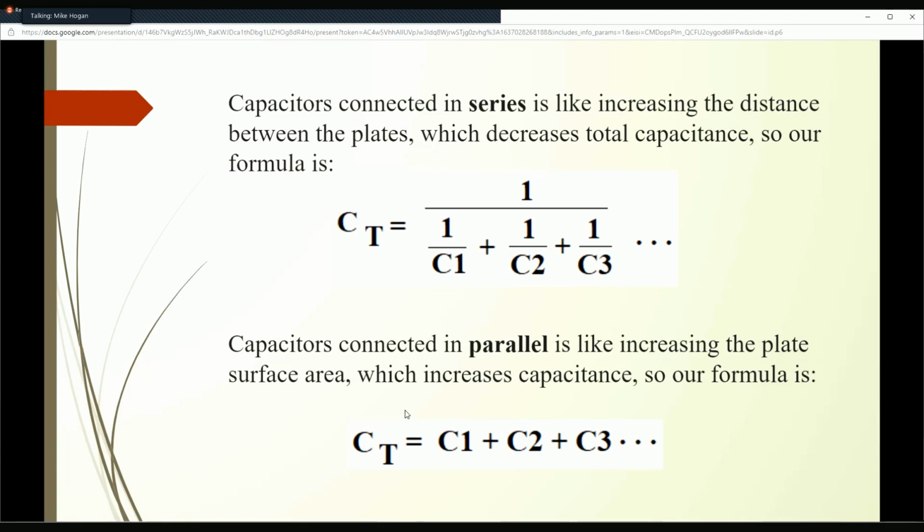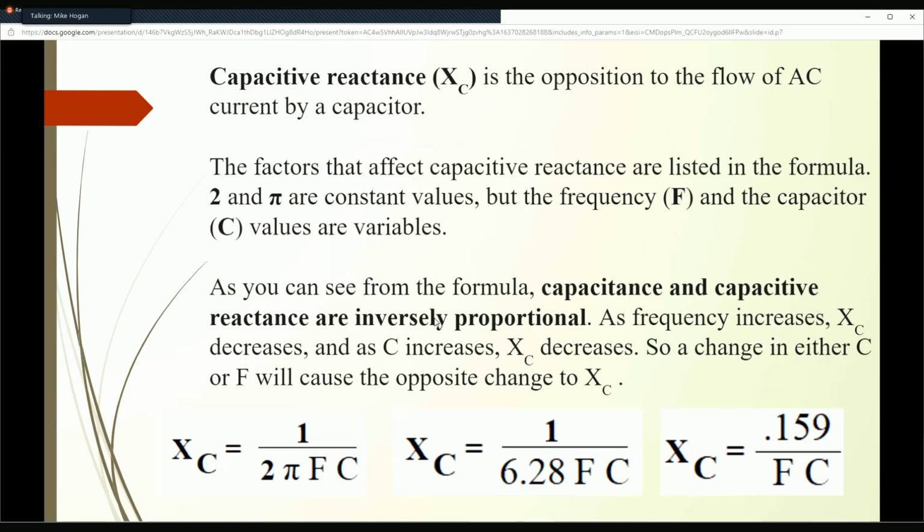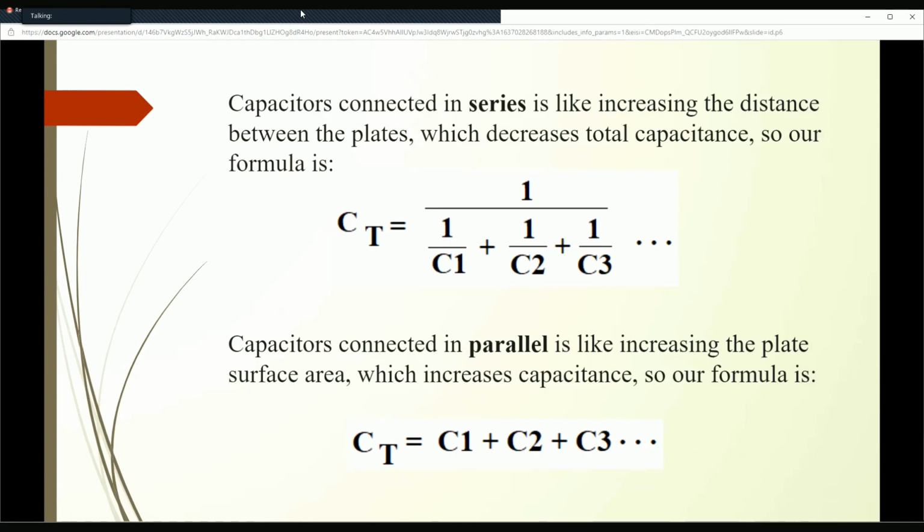One thing I'll say that can help make a little bit of sense out of that: if we think about those components that impacted the capacitance of a capacitor, which increased or decreased it, we said one was the distance between the plates, two was the size of the plates. Let me do this.